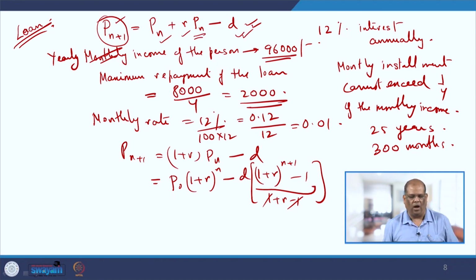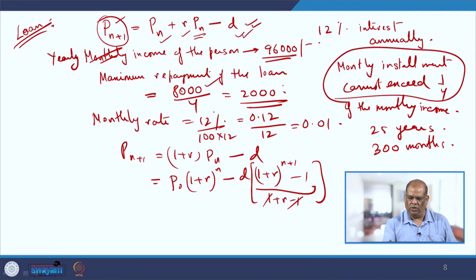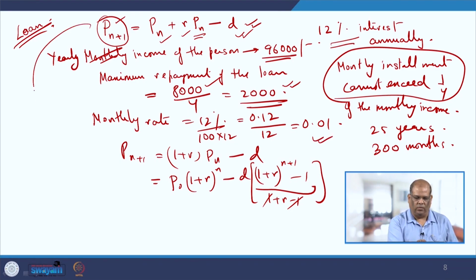Your rate of interest is R. So, if your yearly income is 96,000, you divide it by 12, which comes to 8,000, and the bank puts a clause that you cannot pay more than 1/4 of the monthly income, which is 2,000. Your monthly rate will be 12, your annual rate, divided by 12 and then divided by 100, and you get 0.01. This will have a solution in this form.